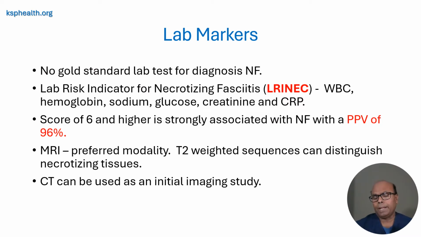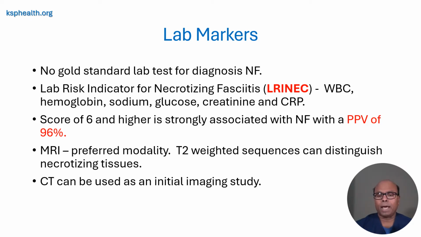There is no gold standard lab test for diagnosis of necrotizing fasciitis. The Laboratory Risk Indicator for Necrotizing Fasciitis, using white cell count, hemoglobin, sodium, glucose, creatinine, and CRP, is widely used to differentiate necrotizing versus non-necrotizing. A score of 6 or higher is strongly associated with necrotizing fasciitis, with a positive predictive value of 96%.